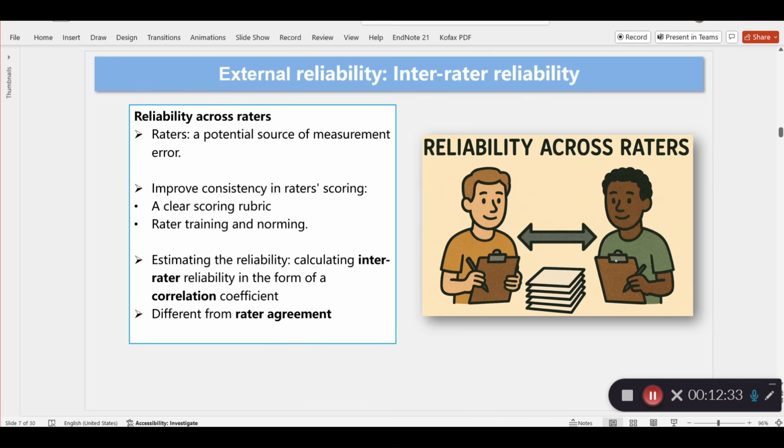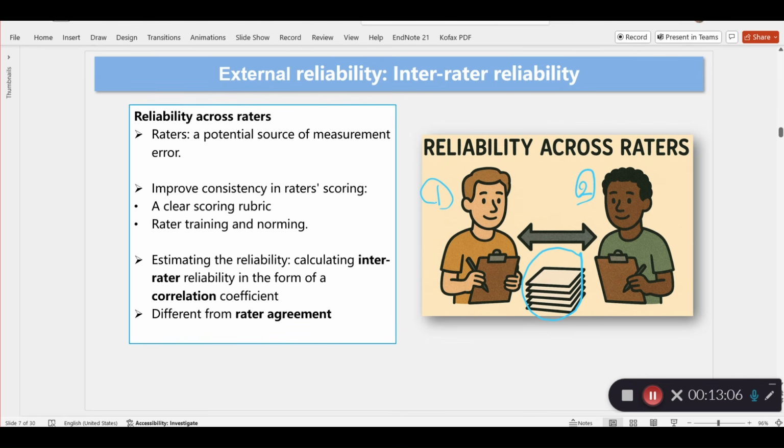So this is one of the limitations of this kind of reliability, which we need to take into account. The third type of reliability, external reliability, is known as inter-rater reliability analysis. Here we have one pile of papers representing the performances of students that two testers or two raters are supposed to score. So one pile of paper, one group of students which are scored by rater 1 and rater 2.